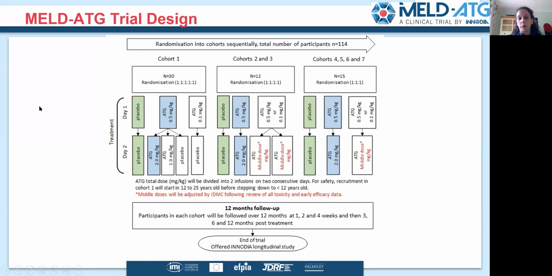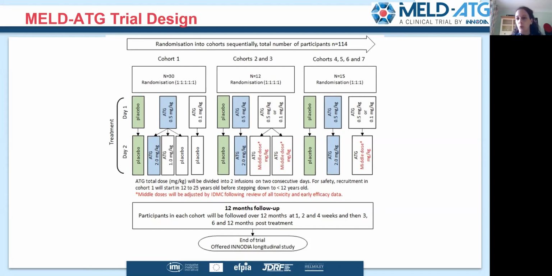So for this one, we're recruiting a total of 114 participants who are going to be randomized into 7 cohorts sequentially. So cohort 1 will consist of 30 participants, which will be randomized equally into the 5 treatment options. These are placebo, 2.5 ATG, which is our highest dose of ATG, as well as the middle doses of ATG, which are 0.1 ATG, 0.5 ATG, and 1.5 ATG.